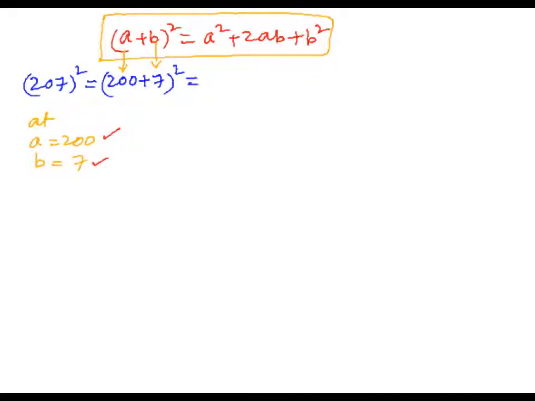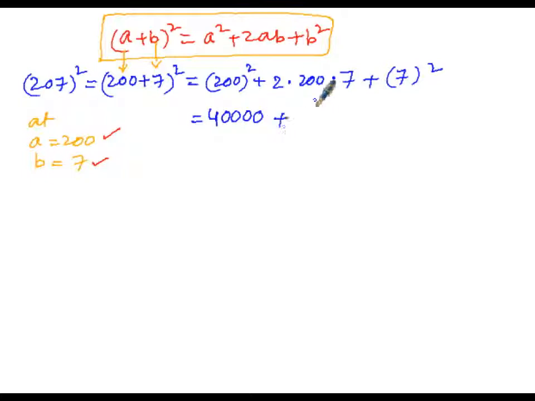So now the result is 200 squared, plus 2 into a into b. So 2 into a value, which is 200, into b, which is 7, plus b square, that is 7 whole square. 2 2's are 4, then double 0 must be squared. So instead of 2 zeros we have to write 4 zeros, or in other words 200 into 200, that is 200 whole square, is 40,000.